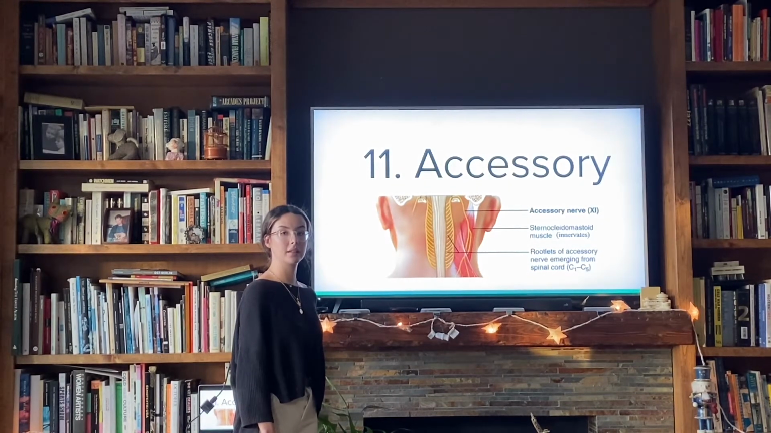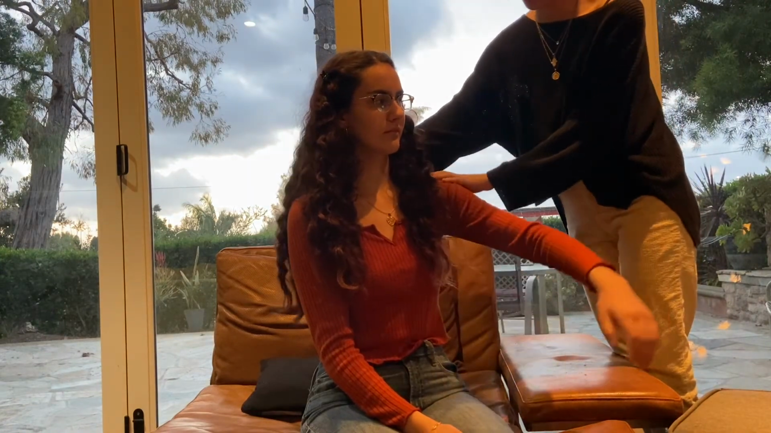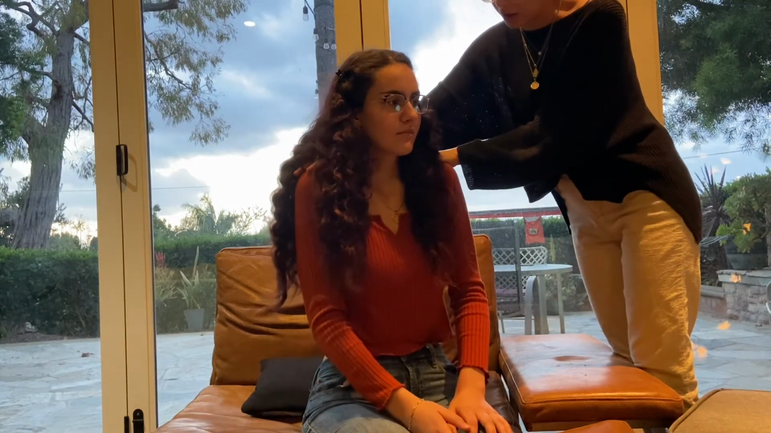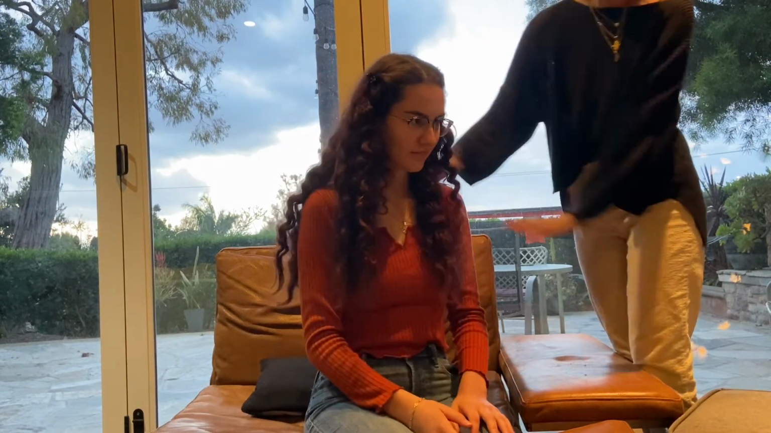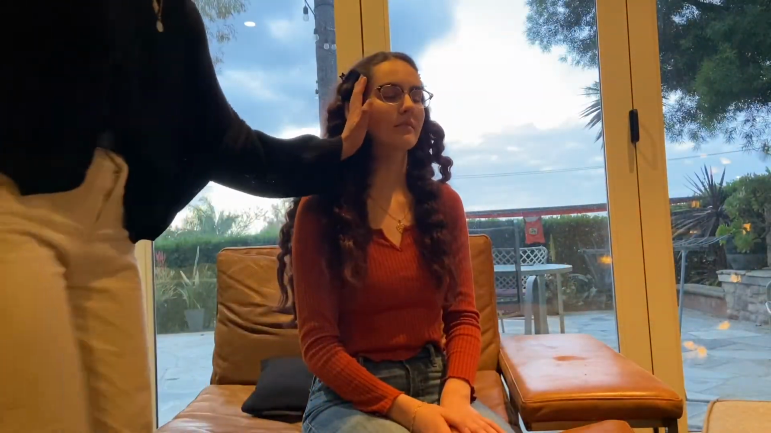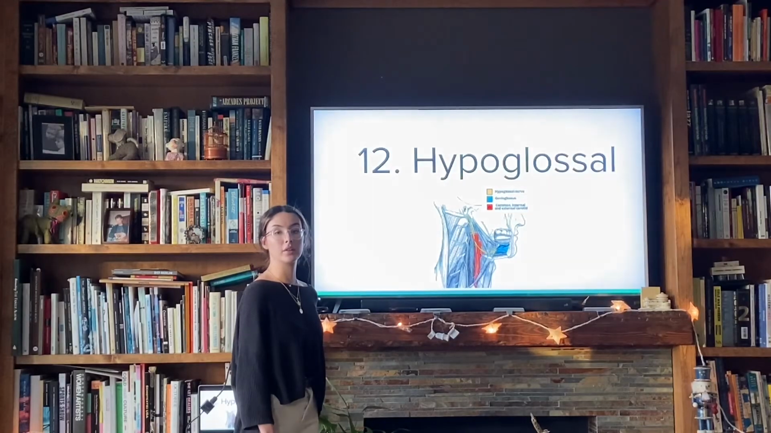Cranial nerve 11, the accessory nerve. To examine cranial nerve number 11, I will ask the patient to raise their shoulders and push against my pressure. Raise your shoulders up like this. And try and push, keep them up and trying hard. Good job. And then, can you turn your head towards my hand and try and push me away? Thank you. Turn your head and try and push me away. Thank you.